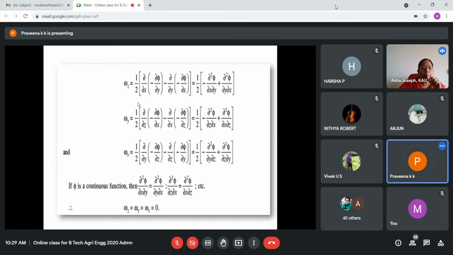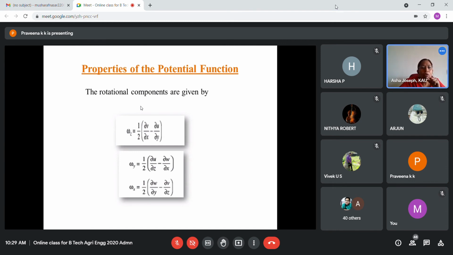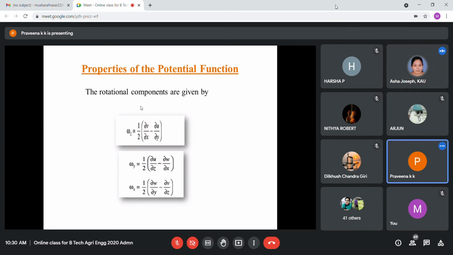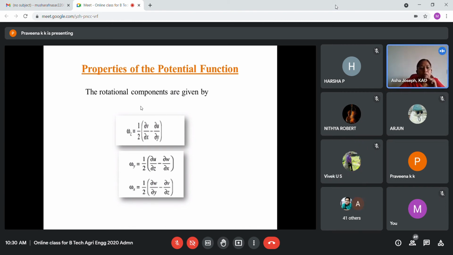Okay. So rotational component only you are explaining now. W is the W by. So these are the expressions for the rotational components. Usually rotational components are denoted as omega x, omega y, and omega z, and it is half of these expressions. Okay, so continue.